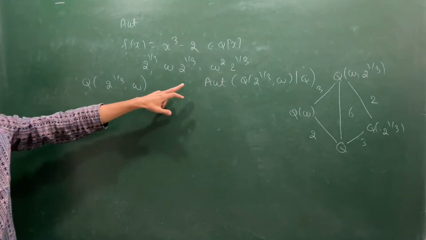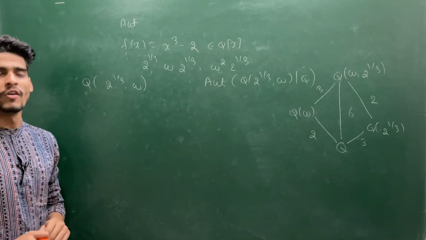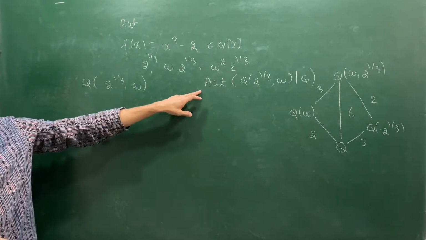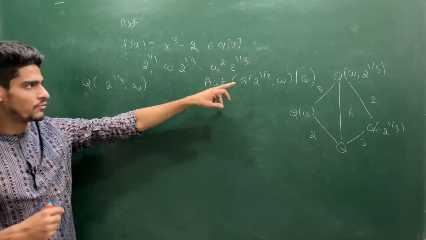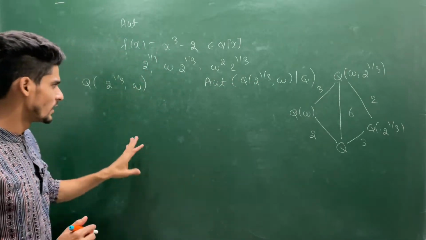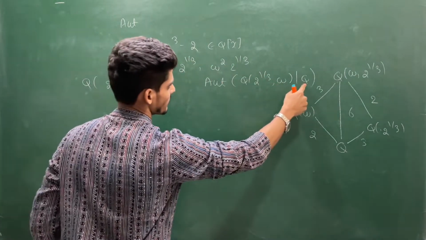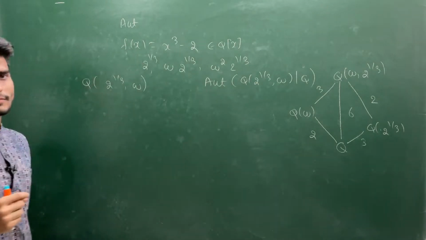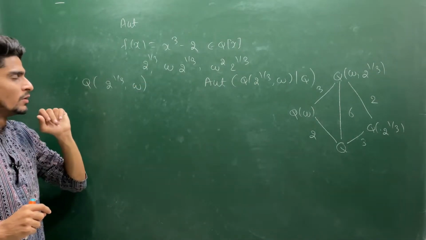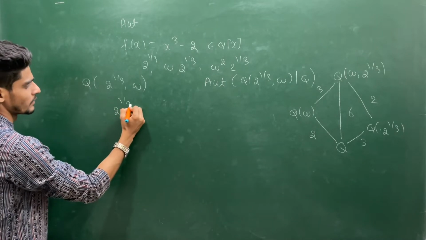That means its automorphism group contains 6 elements, and there are precisely two groups of order 6. One is S3 and one is Z6. So what can you say about this automorphism group? Okay, let us find the images of 2 power 1 by 3 and omega. Clearly we know that this 2 power 1 by 3 satisfies this polynomial. This omega does not satisfy this polynomial.